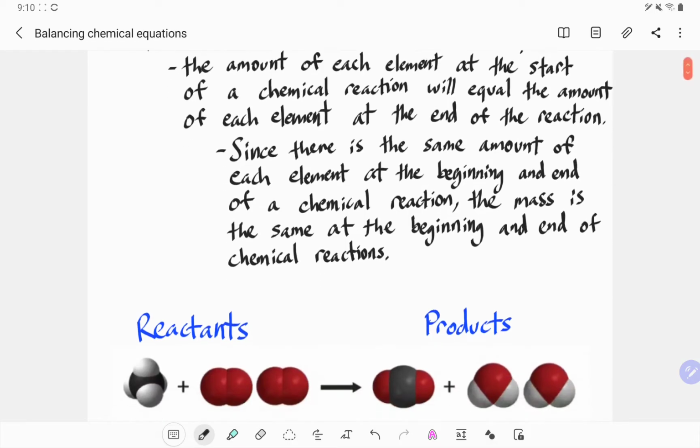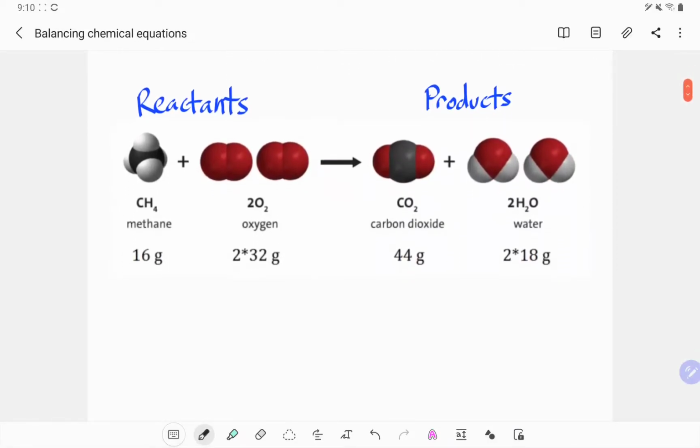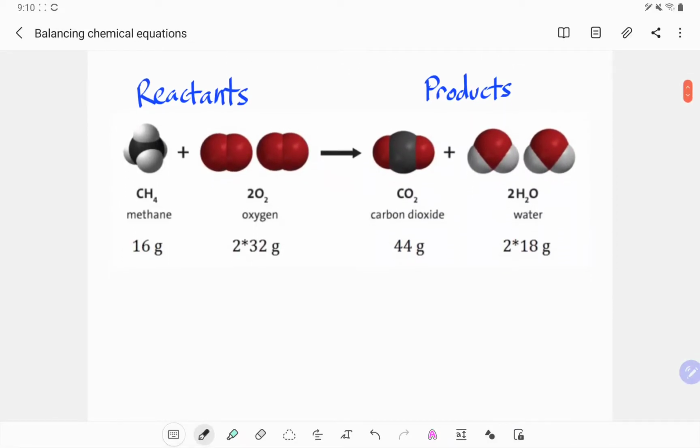So let's look at what a balanced chemical equation looks like. Here's an example of one. We have reactants on the left side and products on the right side. You can think of the reactants as the things that are reacting in the chemical reaction. So at the start of the chemical reaction, what are we going to react? What's reacting to one another? And then the products, that's what you produce at the end of the reaction.